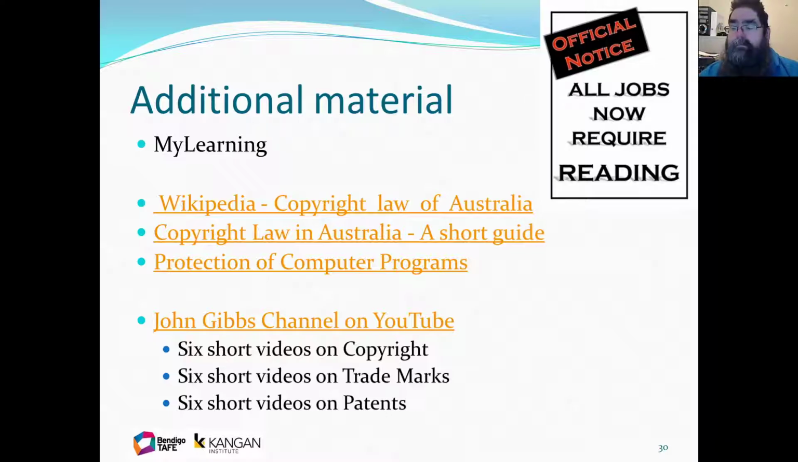So I'll leave you to it, and happy reading. I know it's a very dry subject, but we have to have a basic understanding of copyright and how it applies to our industry and what's protected and how it's protected.